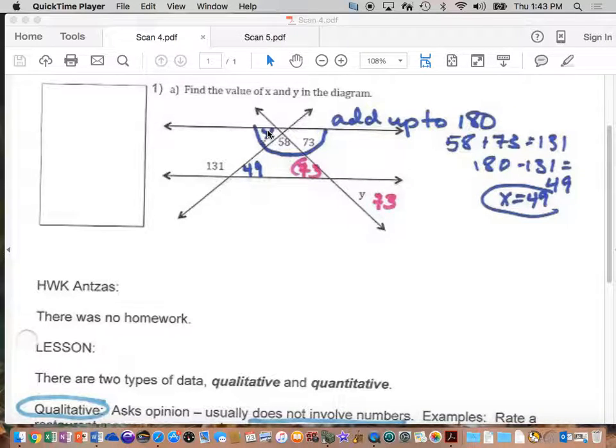So this guy's 49. Now, another way we could do this: if this angle out here is 131, don't these two have to add up to 180 also? Yeah. So that's 49 as well. Notice the Z and the inside corners of the Z, they have to be equal. They're both 49. Since these are equal, because the lines are parallel, isn't it true that these are going to both be 73? Yeah. And if this is 73, by vertical angles, that has to be 73.